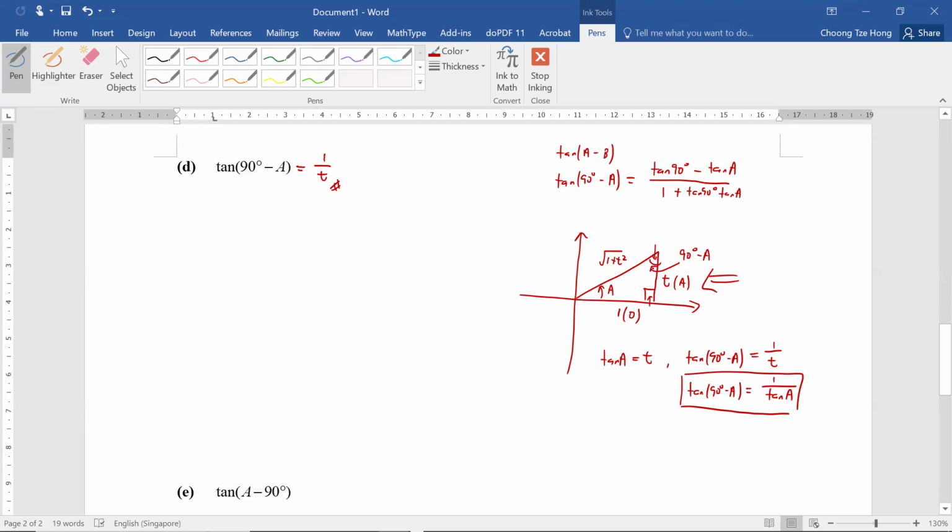Then all you need to do is just apply the same understanding. Tangent is opposite over adjacent. Then you just do it. Alright? Okay, so this is how you can think about this part, right? Okay, then let's move on to part E.